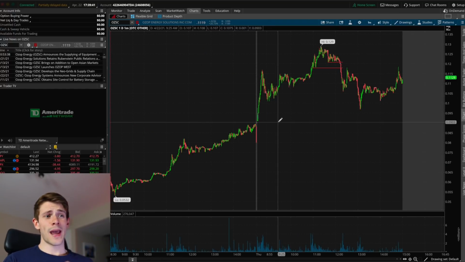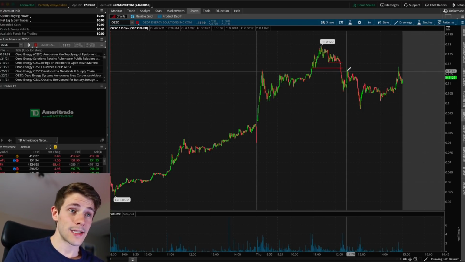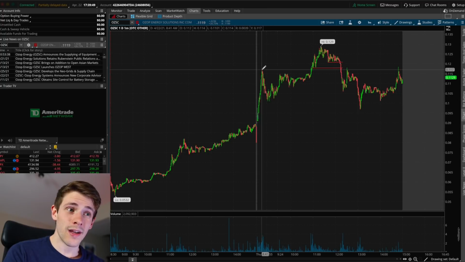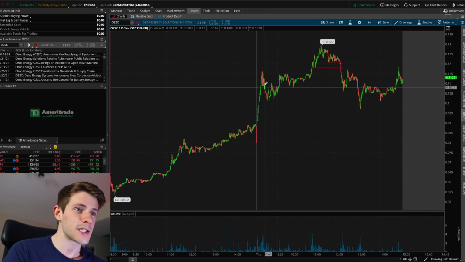So those are the 2 main ways that I like to profit from the short side. I like to profit when it breaks down below the key support level, and I like to profit when it spikes too hard and I can short, hoping for a little pullback, a little consolidation in the run.